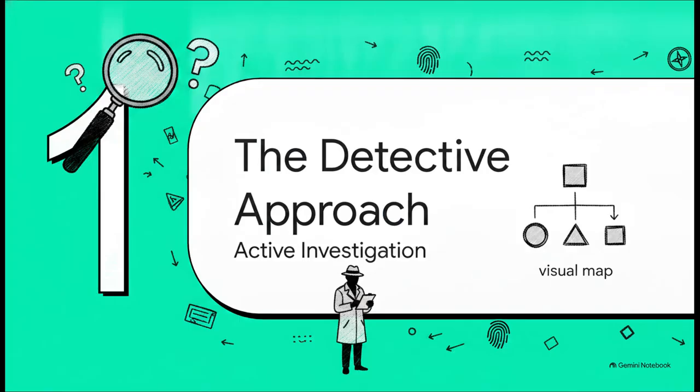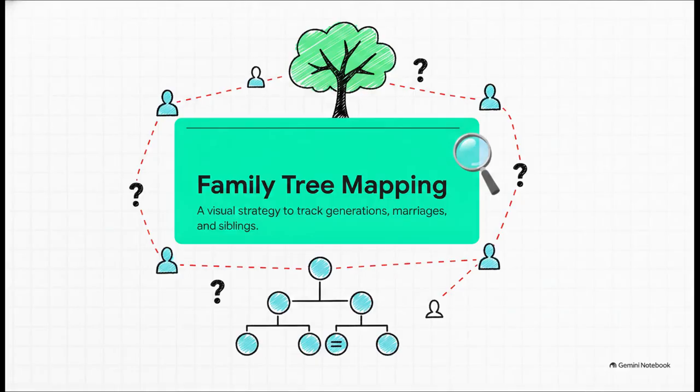All right, Section 1, Cracking Blood Relation Puzzles, the detective's approach. You see, the absolute biggest mistake people make with these puzzles is passive reading, just staring at the page hoping the answer magically jumps out at them. To find the truth, we actually have to build a visual map. We use a tool called family tree mapping. It's brilliant because it tracks generations vertically, marriages horizontally, and siblings side by side. By converting all that confusing, jumbled text into a clean, visual hierarchy, the structure literally reveals the answer to us.